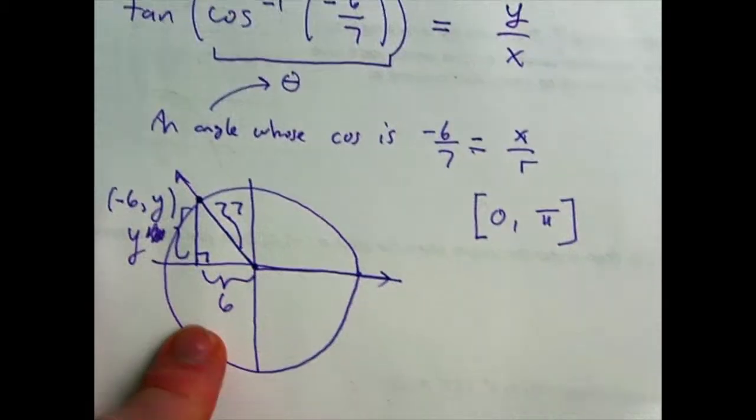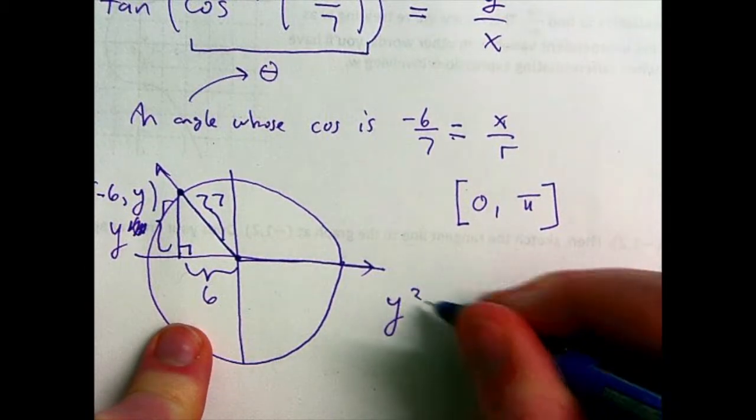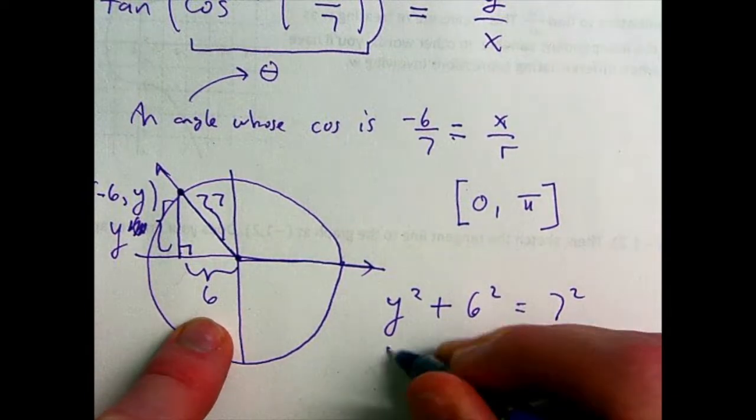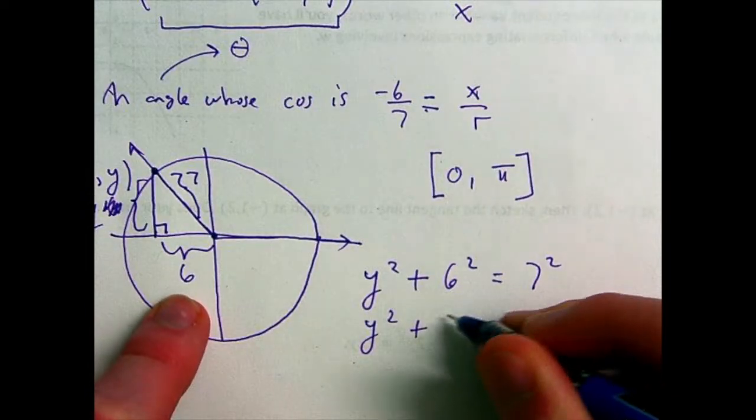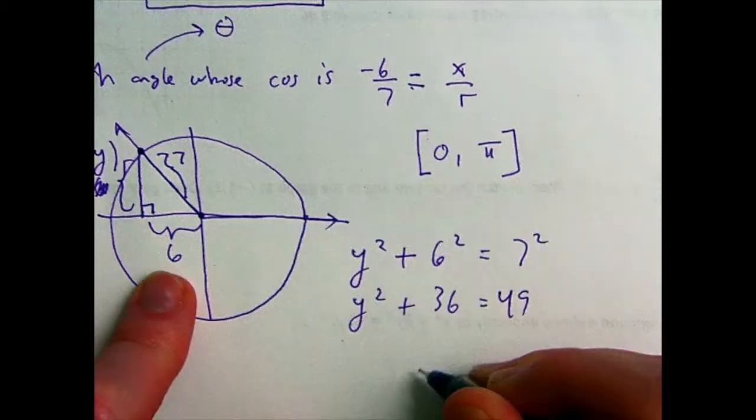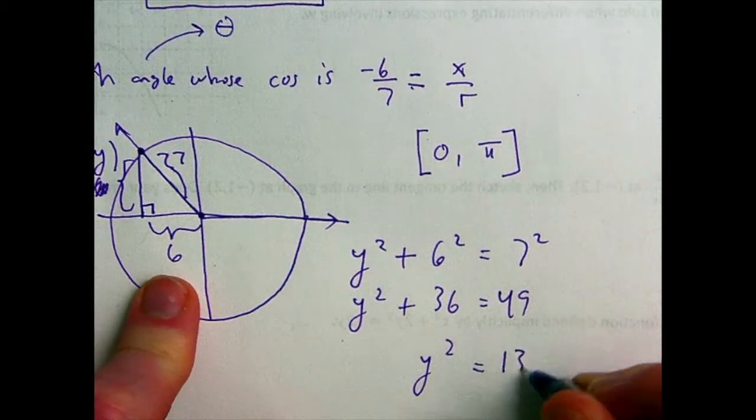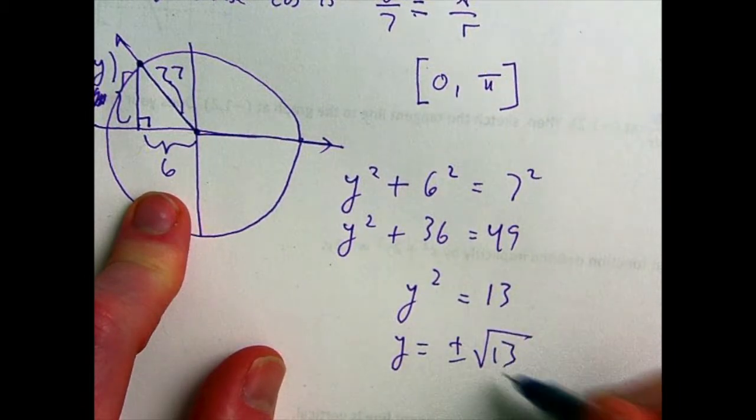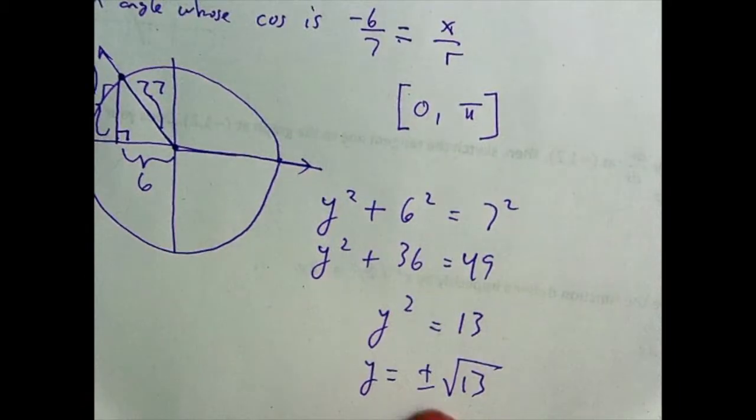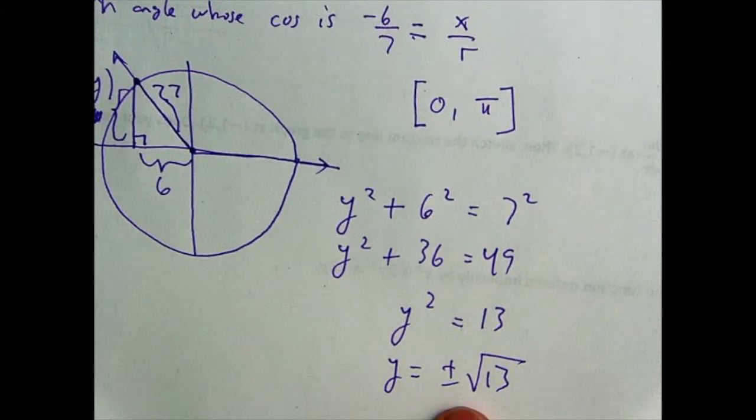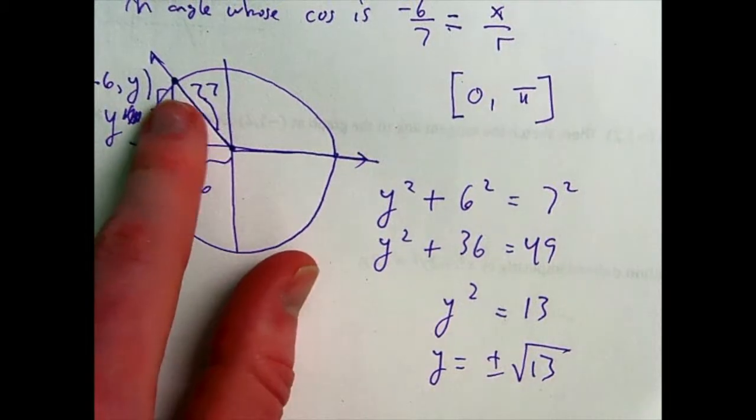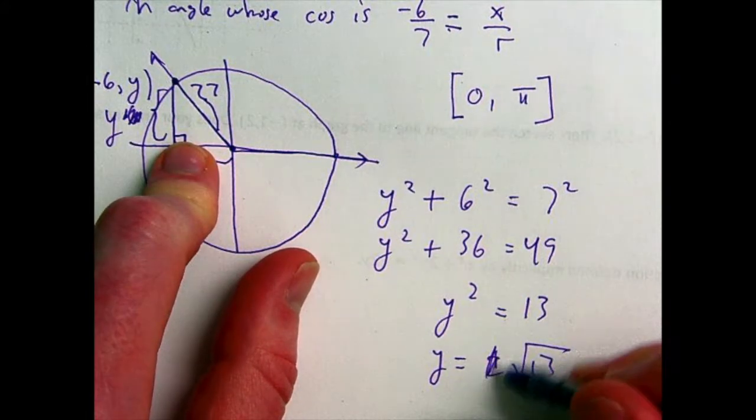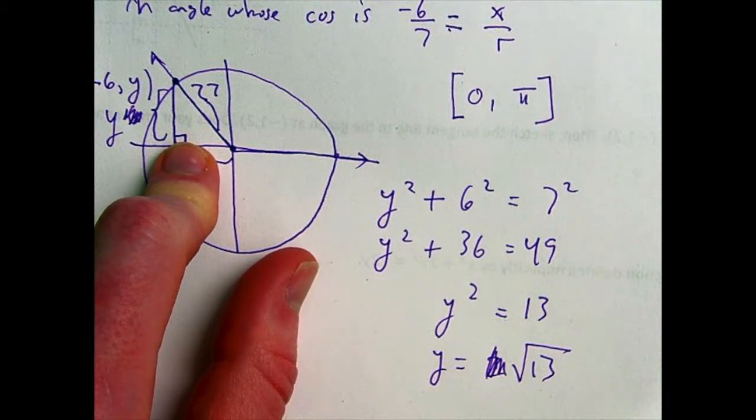So if we do the Pythagorean theorem, we have y squared plus 6 squared is equal to 7 squared, or y squared plus 36 is equal to 49, which means y squared is equal to 13, which means that y is equal to plus or minus root 13. Should it be plus or should it be minus? You'll notice that the y-coordinate of this point is surely positive because it's above the x-axis. So it should actually just be root 13, not negative root 13.